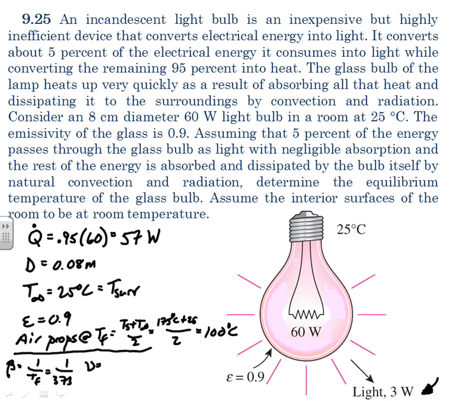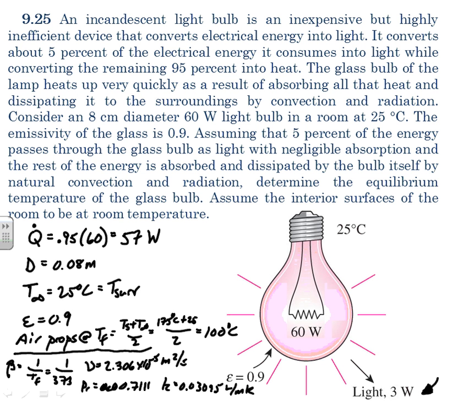My kinematic viscosity nu is 2.306 times 10 to the minus 5 meters squared per second. My Prandtl number is equal to 0.7111, and my thermal conductivity K is 0.03095 watts per meter Kelvin. All right, so that's all my givens.